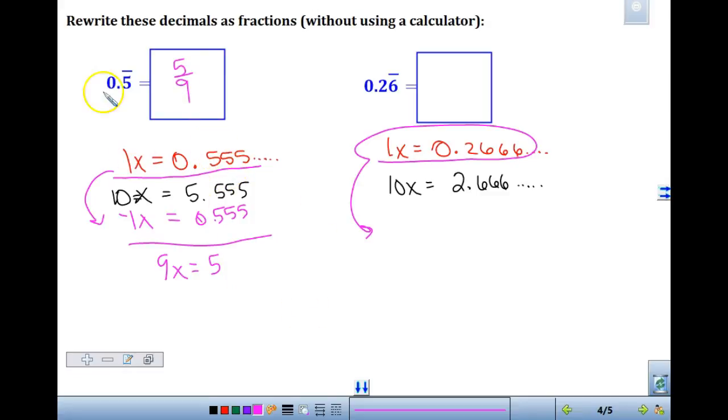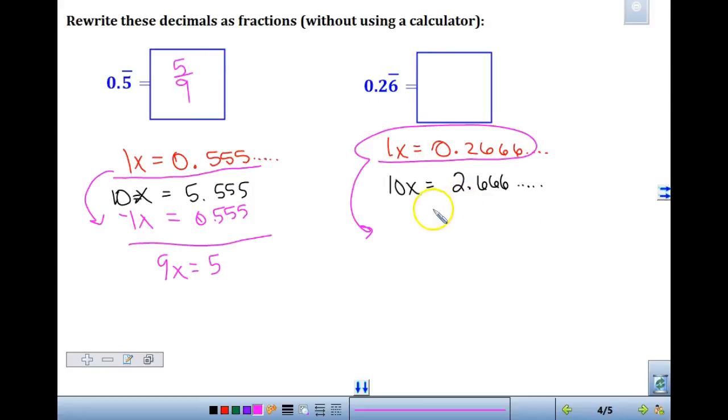Now, I would take 0.5 repeating without the work, right? I take 0.7 repeating without the work, because I know that's 7/9. I know 0.8 repeating is going to be 8/9, right? So I can do those without the work, because I noticed that pattern.